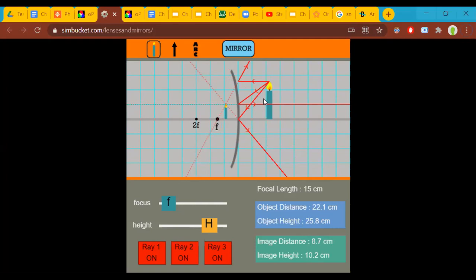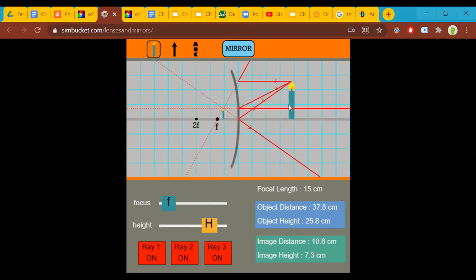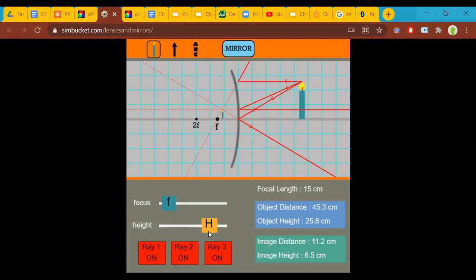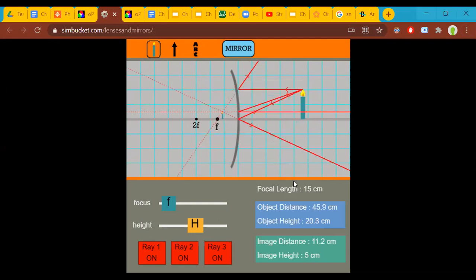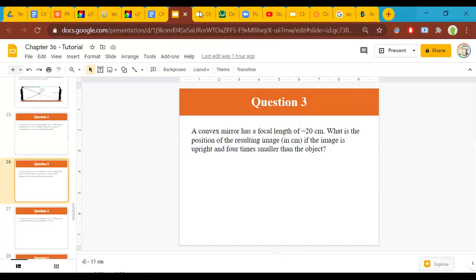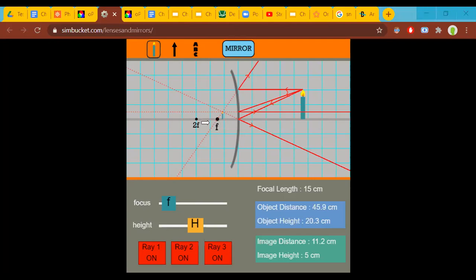In this case, you're told that the image is 4 times smaller than the object. I wonder if I can make this work here. If I change the object height to say 20, it'd be something like this, where the image is 4 times smaller than the object. It's like looking at the backside of a spoon, where everything looks smaller but upright. And because the focal point is now behind the mirror, f is now negative in the lens formula.